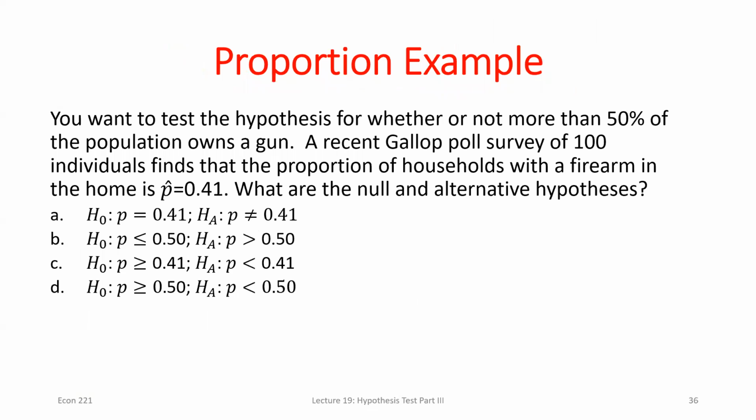Okay. I get a tricky one. So let's assume that you want to test for whether or not more than 50% of people own a gun, right? So if we're trying to identify our null and alternative hypothesis here, remember, our alternative hypothesis is what we want to test for. Okay? So if I want to test for whether or not more than 50% of the population owns a gun, what would my alternative hypothesis be?